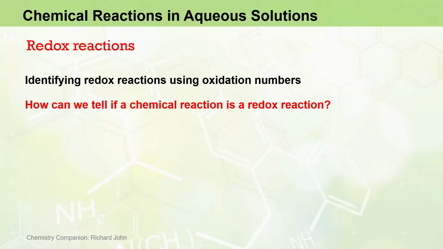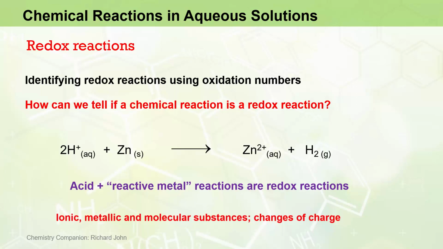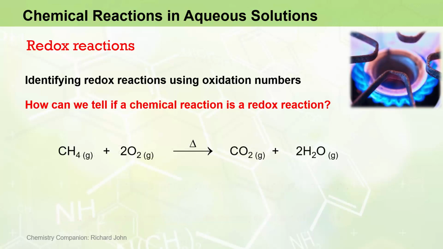We also learned in a previous video that reactions involving an acid with a reactive metal are in fact examples of redox reactions. And we saw that in this particular example, zinc metal loses 2 electrons to form the zinc 2+ ion, and that the 2 electrons lost in that oxidation process were picked up by the H+ ions, 1 each, to form elemental hydrogen gas. Now this reaction is comprised of ionic substances, metallic substances, and molecular substances. And it is readily identified as a redox reaction by virtue of the fact that there are changes of electronic charges on particular atoms.